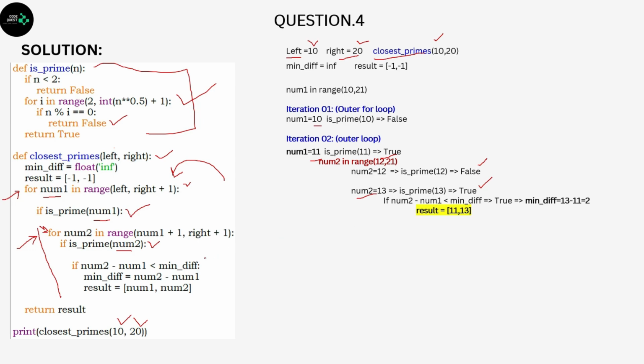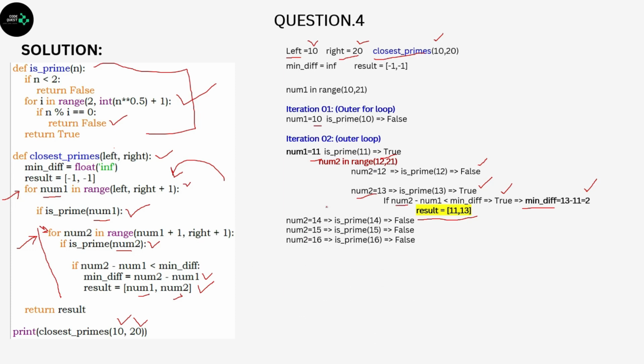So now what we are checking is the difference between num2 and num1. num2 is holding 13 and num1 is holding 11. So 13 minus 11 is 2. Is 2 less than the minimum difference, which I have taken as infinity? Of course 2 is less than infinity, so it is true. As a result the minimum difference is updated to 13 minus 11, that is 2, and result is set to num1 comma num2. What is num1 here? 11. What is num2 here? 13. So this is the latest update that we have made to result.